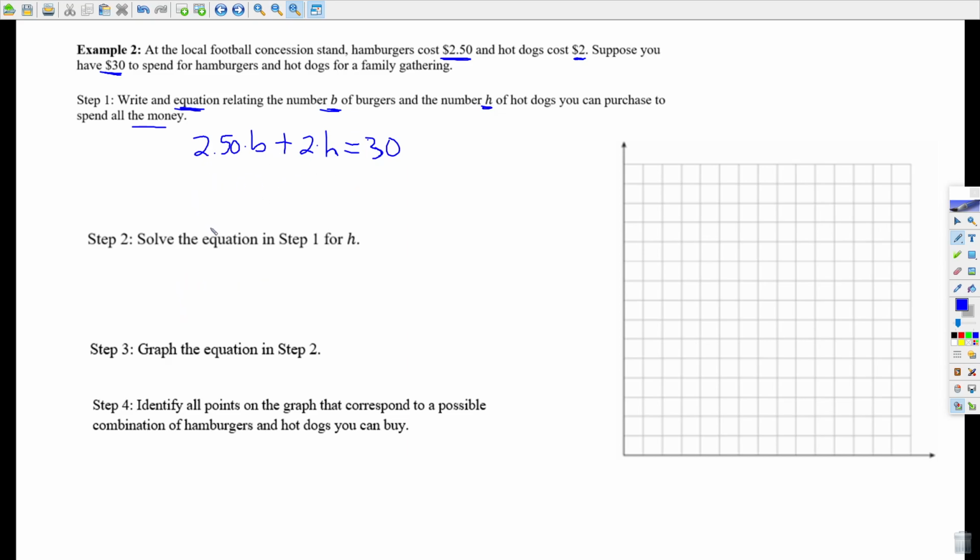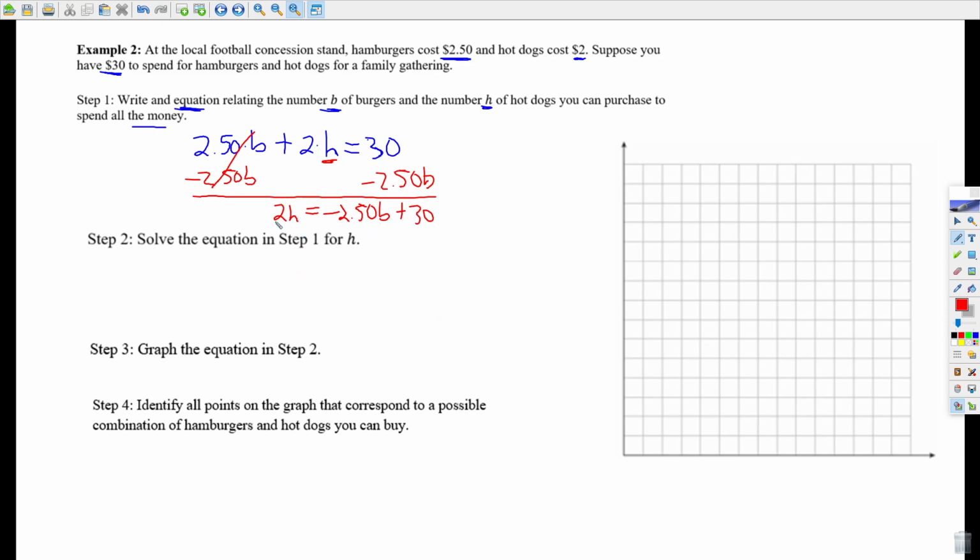All right, step 2, solve the equation in step 1 for H. So now we're going to get H by itself. So how do we do that? First thing we're going to do is move this quantity over here, 2.50B, by subtracting it on both sides. So this will cancel out. We'll get 2H equals, I'm going to put the B with the variable part first and then put 30 beside it. So it's going to be negative 2.50B plus 30. They're not like terms, so you can't put them together. So they stay separate.